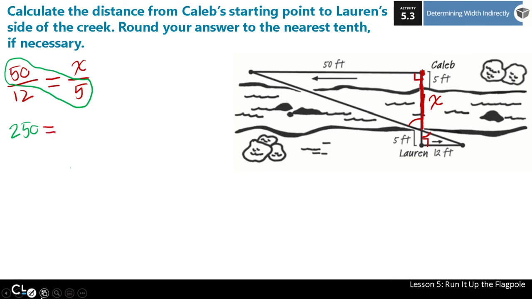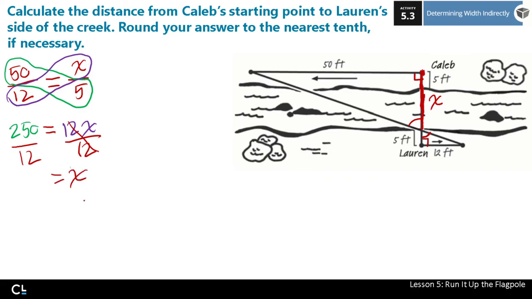Equals, and we have 12 times x will be 12x. And we divide both sides by 12. And what do we get? On my right side, we're going to be left with x. On my left side, we do 250 divided by 12.